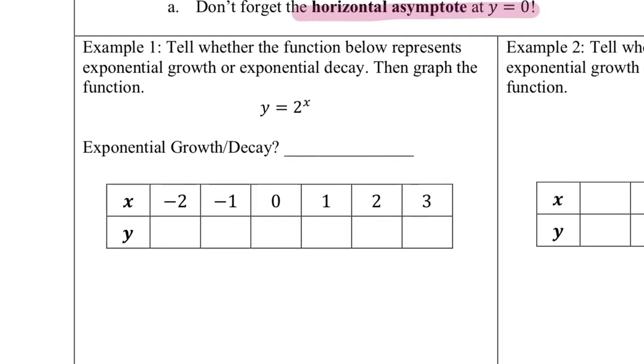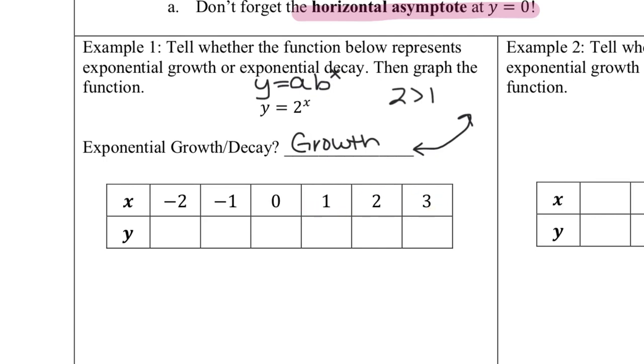So example 1: tell whether the function below represents exponential growth or exponential decay, then graph the function. So we have y equals ab to the x. Well, the b value is 2, and 2 is greater than 1, so that means we actually have exponential growth. So our graph will be increasing from left to right. Since we're increasing from left to right, I want more positive values than negatives as far as the x's go. So I only have 2 negatives and more positives because that's where the majority of my graph is going to be.